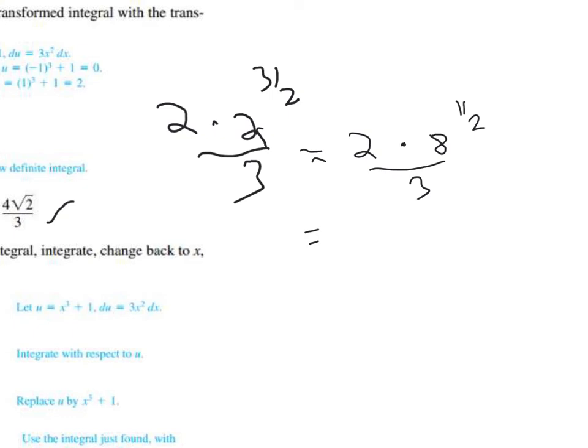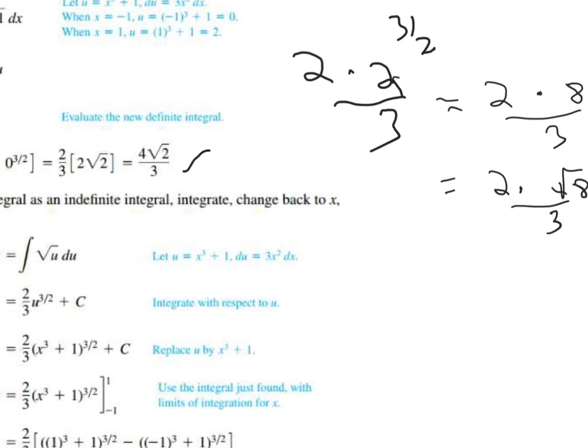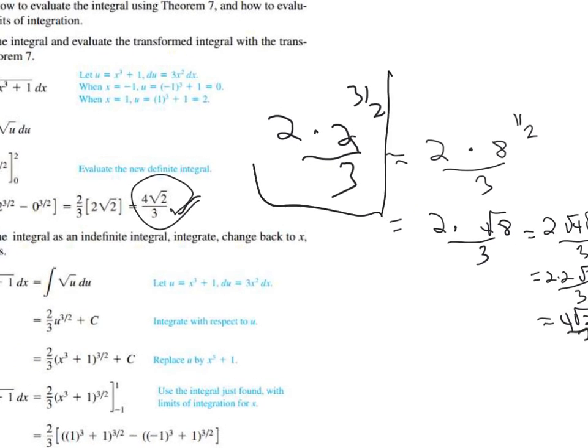That's equal to 2 times the square root of 8 over 3, which is 2 times the square root of 4 times square root of 2 over 3. That's 2 times 2 square root of 2 over 3. That's 4 square root of 2 over 3. And that's the answer he has here, 4 square root of 2 over 3. I like my answer better because the AP exam does not care.